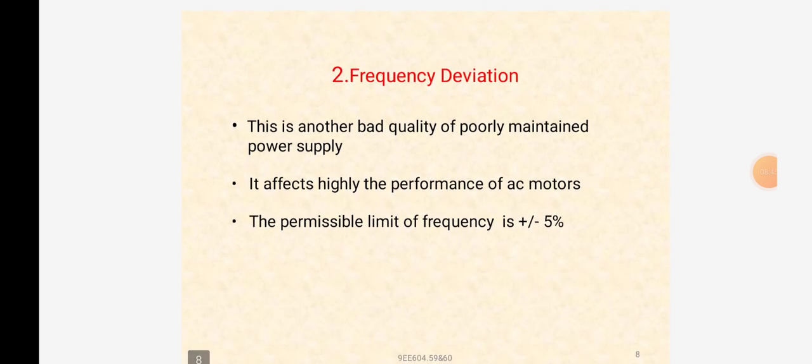Next is the frequency deviation. This is another bad quality of a poorly maintained power supply. It highly affects the performance of AC motors. The permissible limit of frequency is plus or minus 5%. If the supply system frequency is not maintained within the permissible limit of plus or minus 5%, then the performance, meaning speed, torque and magnetizing current of the motor, gets badly affected.